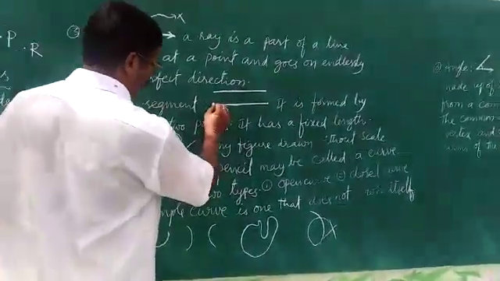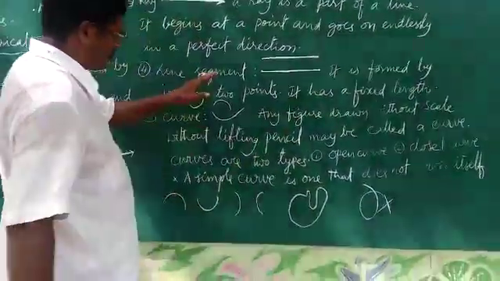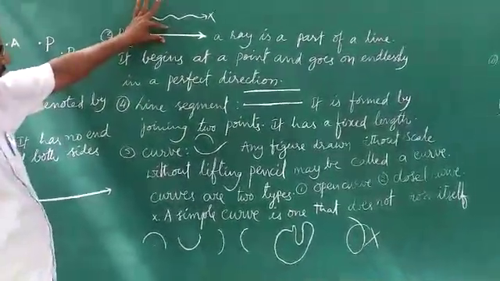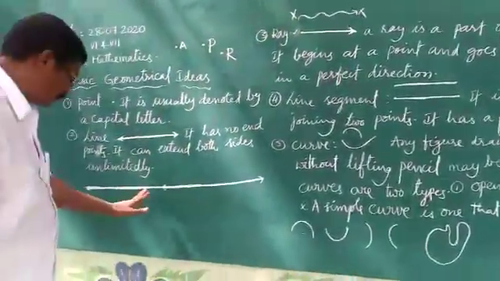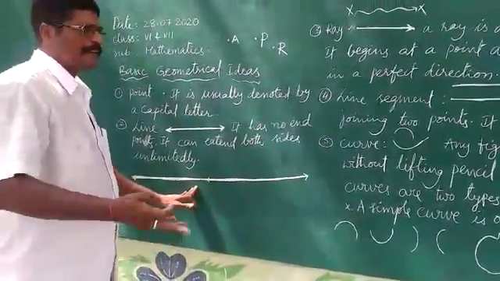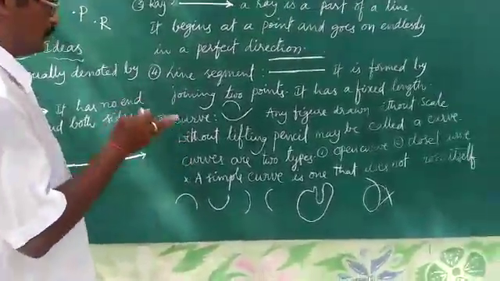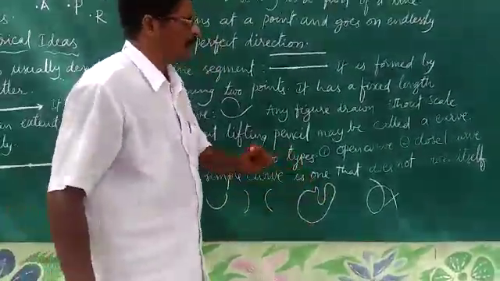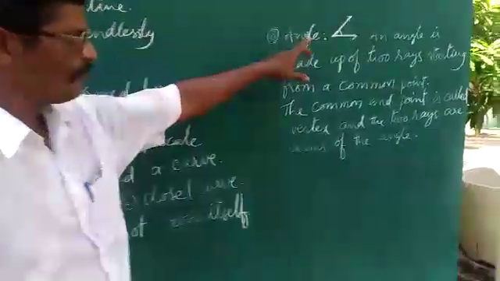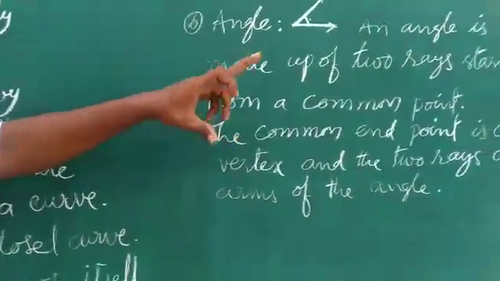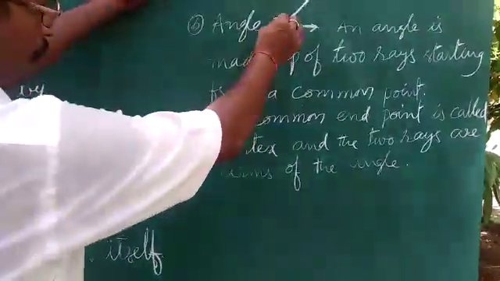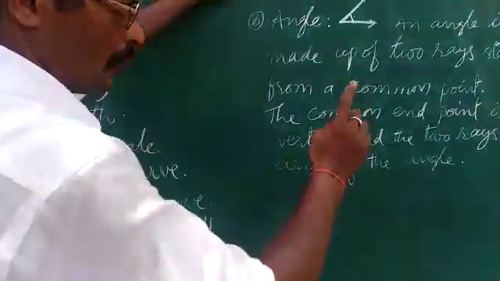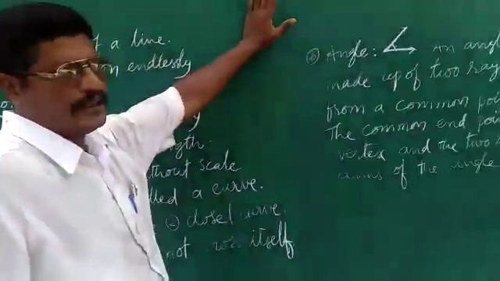Next one is line segment. A line segment has two endpoints. A ray has one endpoint, and a line has no endpoints. This is the main difference. Next, curve: open curve, closed curve. Next, angle. An angle is made up of two rays starting from a common endpoint. The common endpoint is called the vertex and the two rays are the arms of the angle.